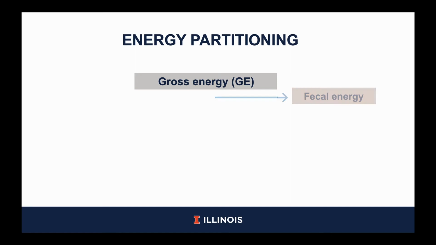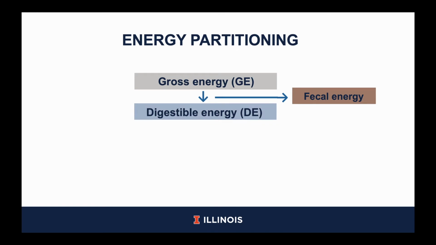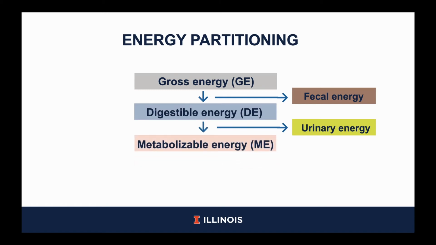But if we subtract the energy that is present in the feces, we can actually calculate the digestible energy value. If we also calculate the energy that is lost in the urine, we can calculate the metabolizable energy value. These two values have been the most commonly used in the US for diet formulations.